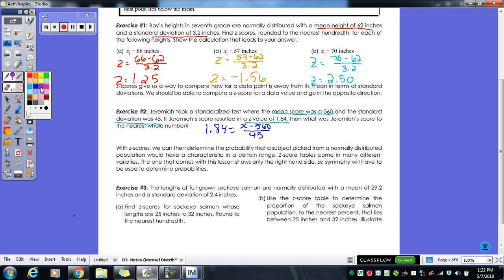So what can we do to figure it out? You can multiply both sides by 45. You can put this one over 1, cross multiply, either one. So what do we get when we multiply 1.84 times 45? I got to say it louder. 82.8. And then what do we do with our 560? So we got to round it, though, to the nearest whole number. So he got a 643.